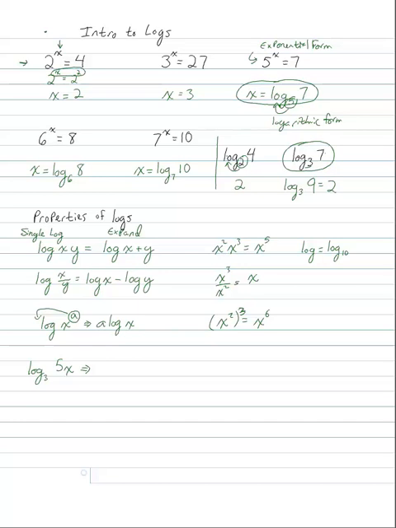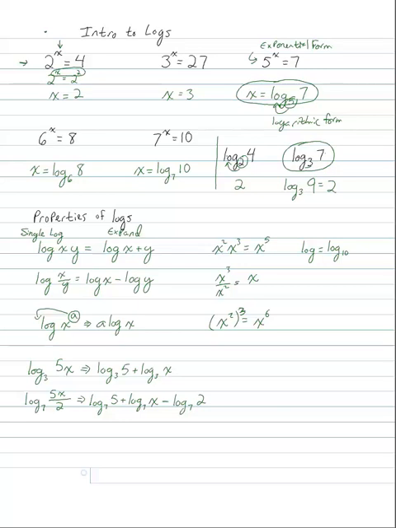So if I have log base 3 of 5x, that's 5 times x. So I'm going to expand this to be log base 3 of 5 plus log base 3 of x. Okay, so if I have log base, let's say 7 of 5x over 2, I can say, okay, my 5 and my x are being multiplied, so I'm going to write that as log base 7 of 5 plus log base 7 of x. My 2 is being divided, so I'm going to say minus, if I divide, I'm subtracting exponents, so log base 7 of 2.